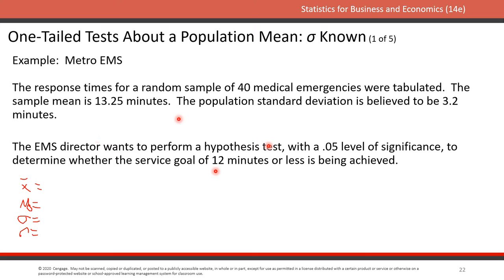So the sample mean, the population standard deviation, all of this comes from data. But this person, the EMS director, they made this number 12 up. It's got some theoretical or clinical significance to them. So this is our reference mu 0.